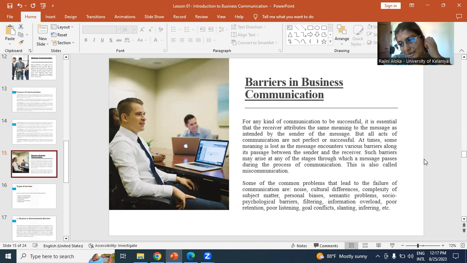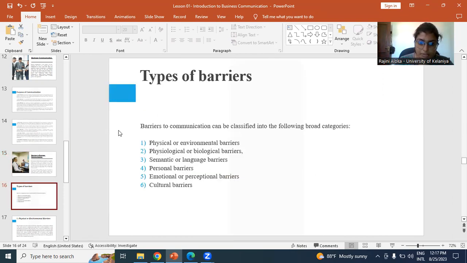Okay, the sentence-wise, yes. Socio-psychological barriers, filtering information, overload, poor retention, poor listening, goal conflicts, slanting, inferring, etc. Okay, so let's move on. So these barriers of communication can be classified into the following broad categories. Okay, there are 6 broad categories given here.